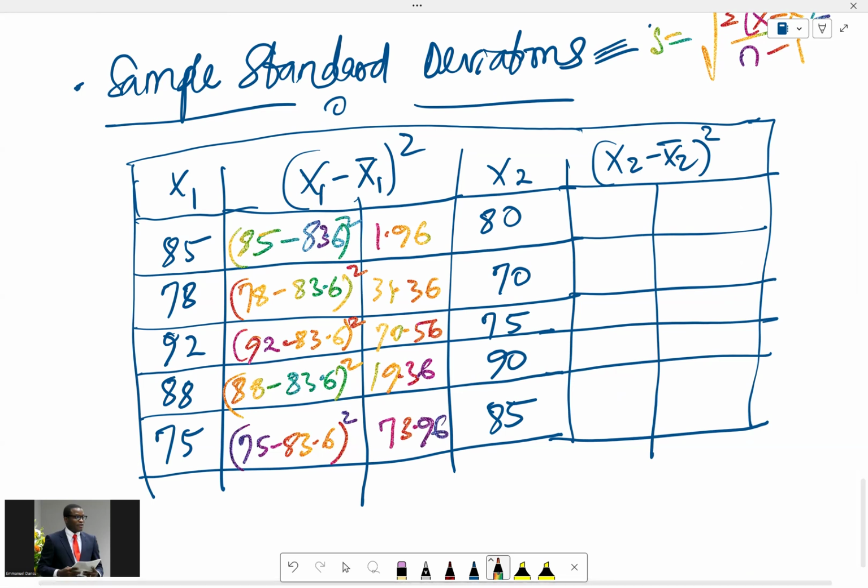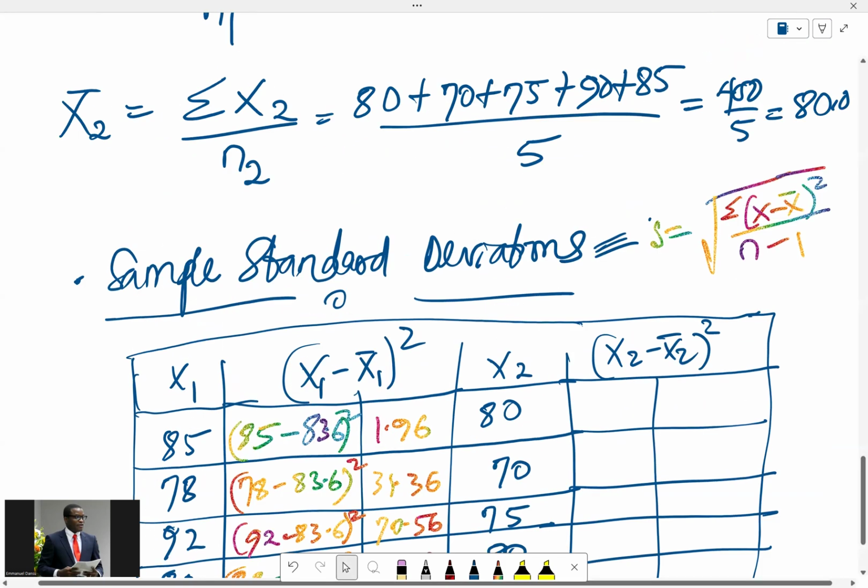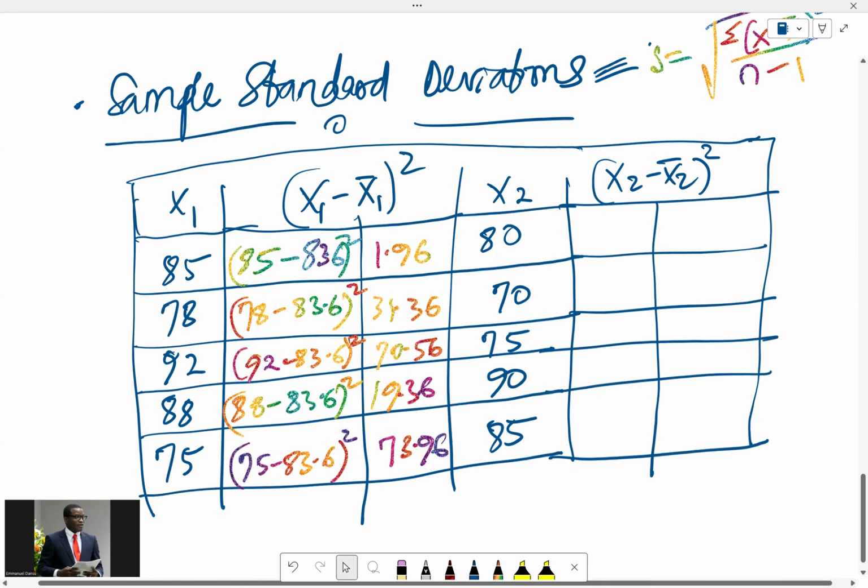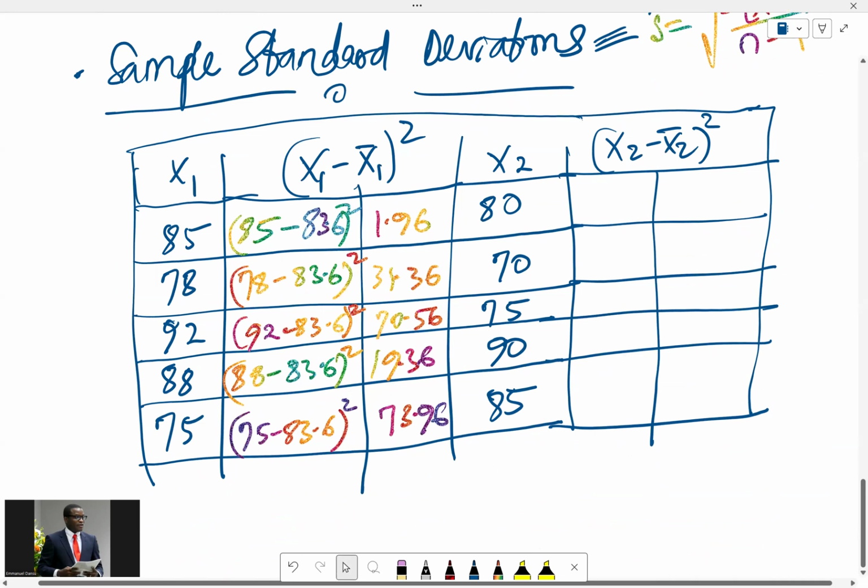Now for x2, we have the mean to be 80.0. That even makes things pretty easy. So here we just have 80 minus 80 all squared. That's 0 squared, which is 0. Then 70 minus 80 all squared. 70 minus 80 is minus 10. Minus 10 all squared is simply 100, right?